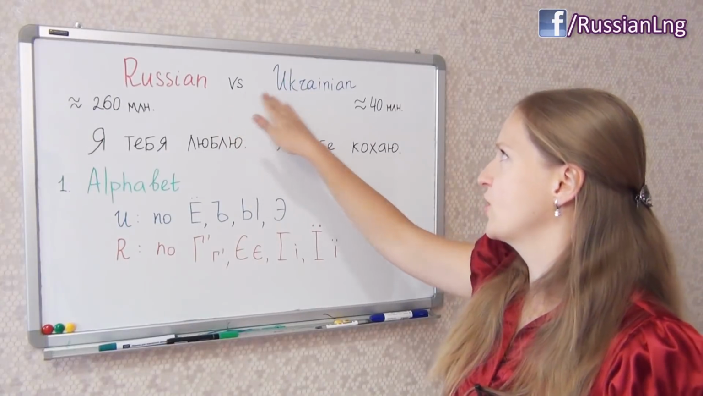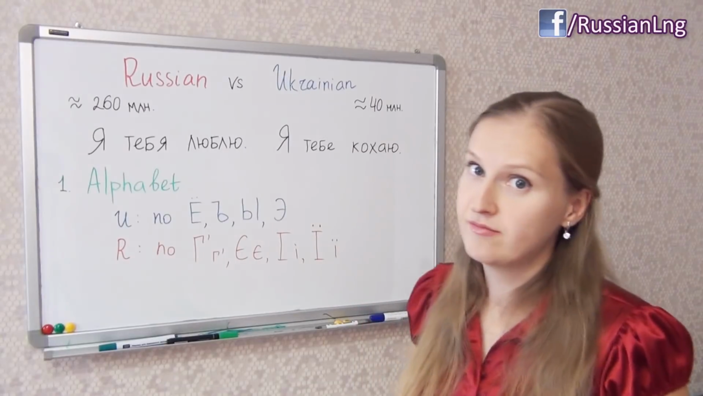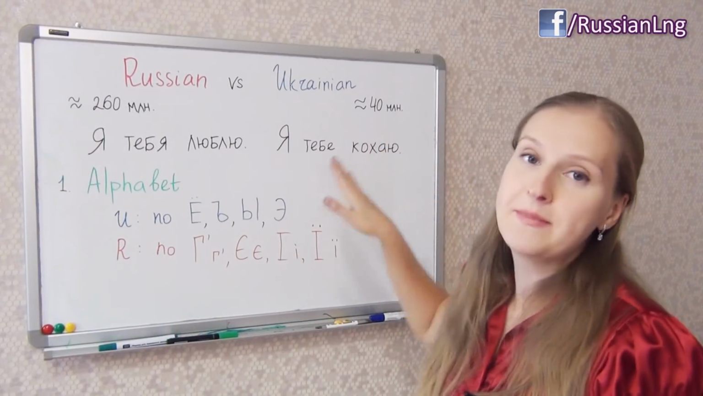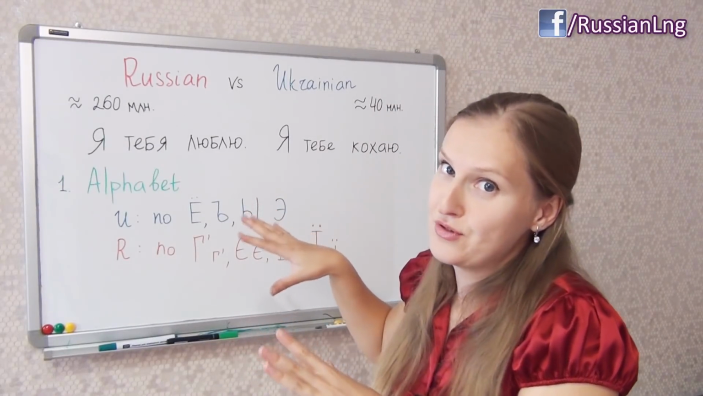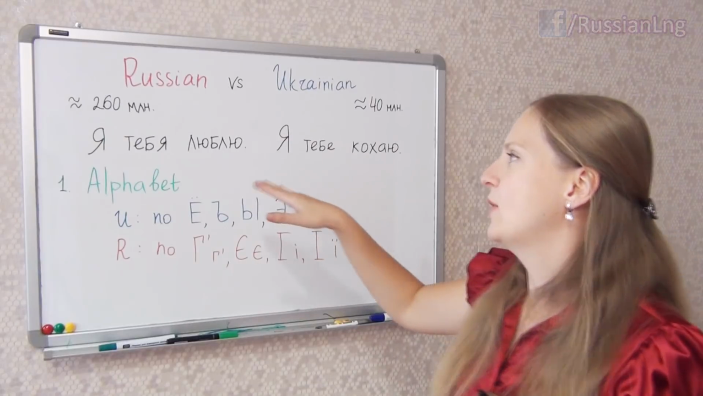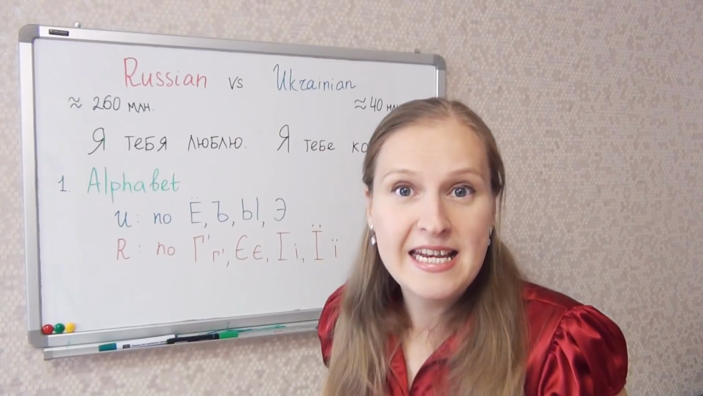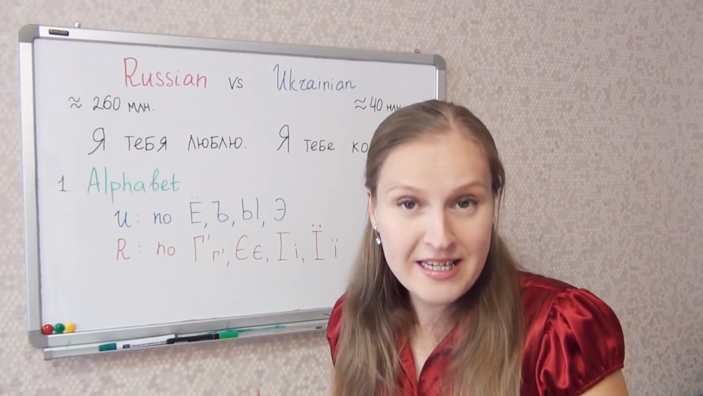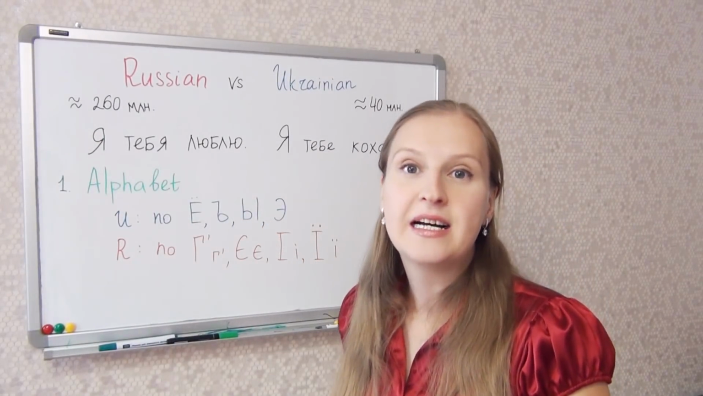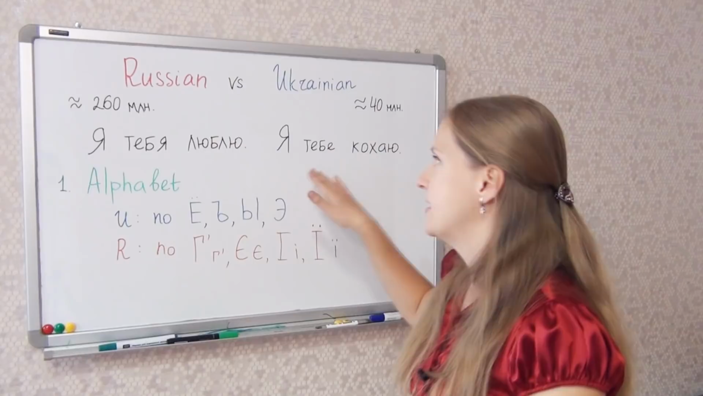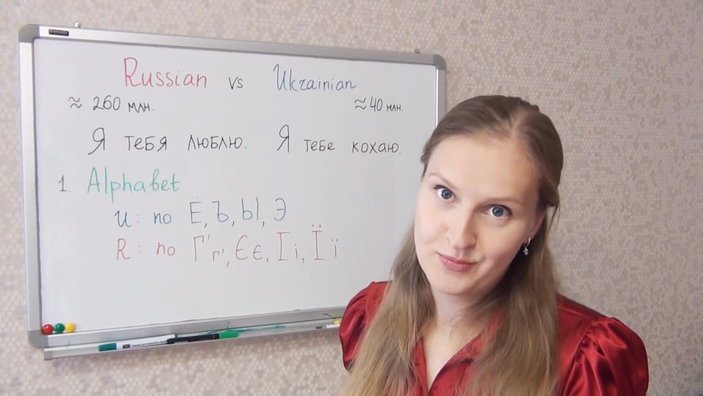Anyway, Russian, Ukrainian. About 260 million people speak Russian, while about 40 million people speak Ukrainian. These are not exact numbers, just approximate. Even if we take the most important sentence in any language, I love you, in Russian and Ukrainian, you will see that they are different. In Russian we say «Я тебя люблю». And in Ukrainian they say «Я тебе кохаю».